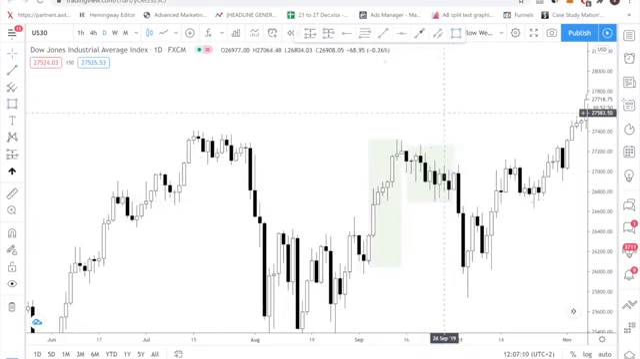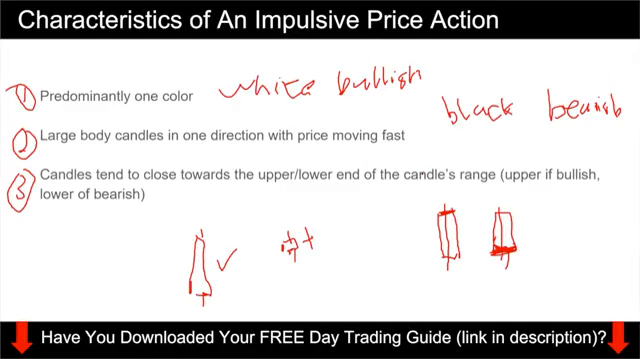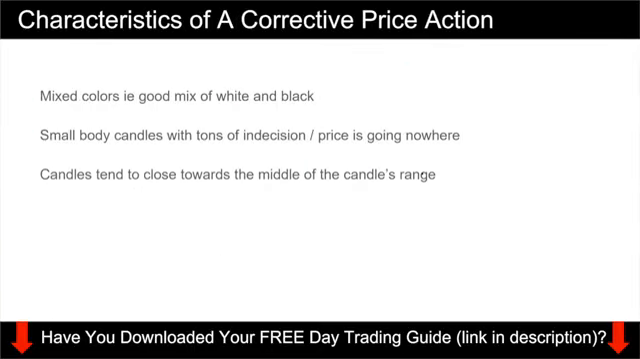Let's go back to the lesson, and I want to show you how to identify the other type of price action, which is the corrective price action. Actually, it's very simple. It's just the opposite. What do I mean by opposite? The first thing you want to look out for is mixed colors. You want to see a good mix of white and black. Just now in the impulsive price action, you were looking for one color. This one is the opposite.